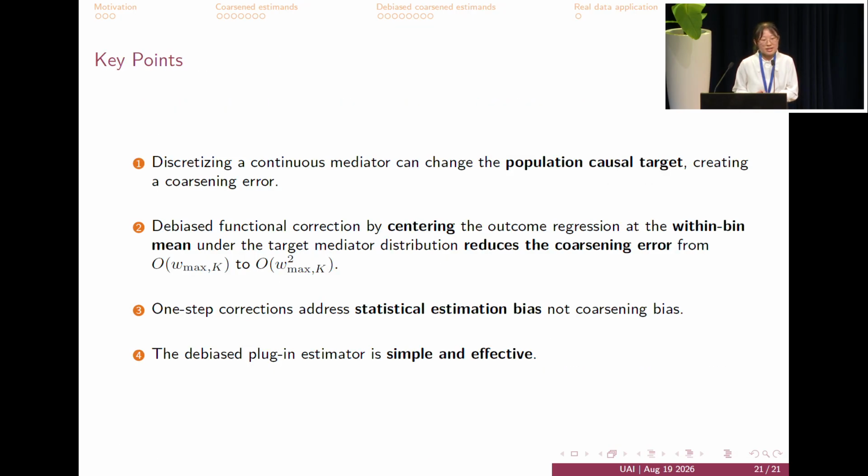So overall, I just want to give you 4 takeaways. The first one is that the discretization may change our causal target, and we may have some causal error. So we can use the within-bin symmetry to improve the causal error from first order to the second order. And the one-step correction can help us with the statistical estimation bias, but it does not work for the causal bias. Finally, our debiased plug-in estimator is simple yet effective.